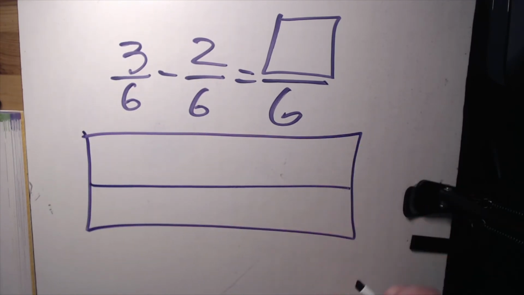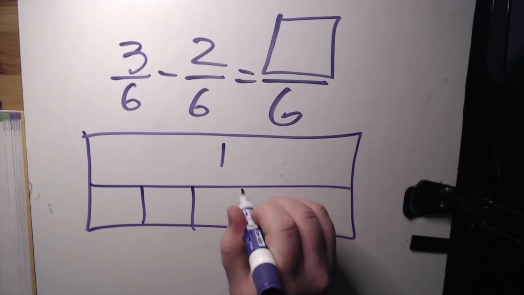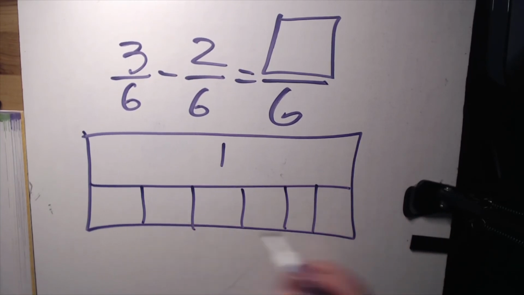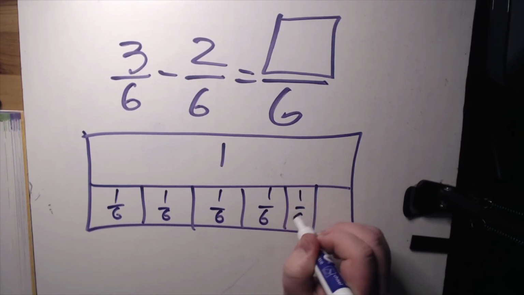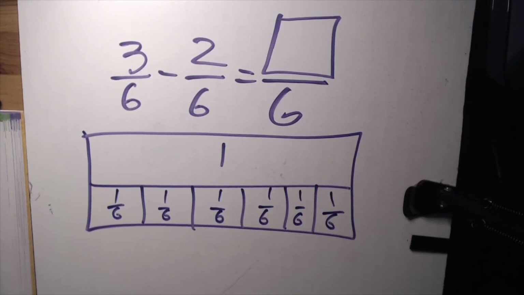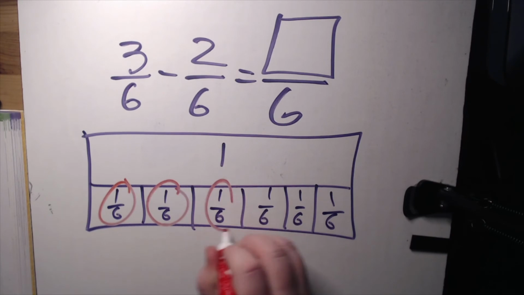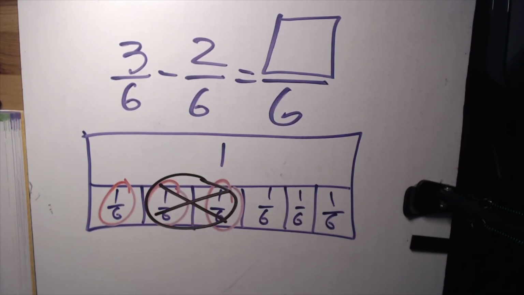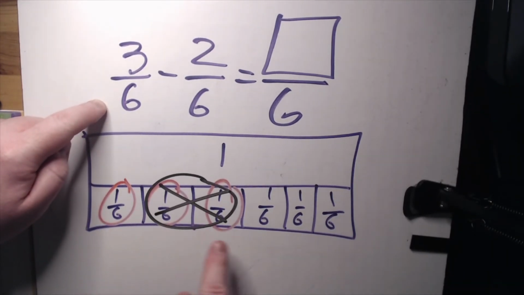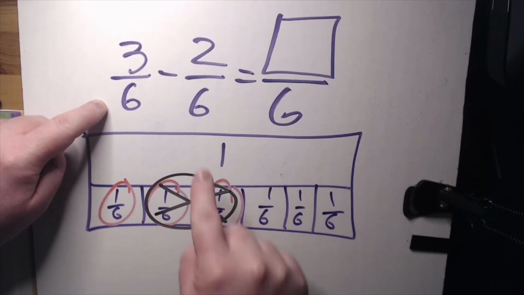Now let's see. The top part shows that this is worth 1, and then they broke it up into 1, 2, 3, 4, 5, 6 pieces. So 1/6, 1/6, 1/6, 1/6, 1/6, and 1/6. Then they shaded these 3 boxes. I'm just going to circle them with red so we can see. And after they did that, they crossed out these 2/6. Guess what? We already had the problem. 3/6, because 3/6 were shaded. Then they put an X through 2/6.